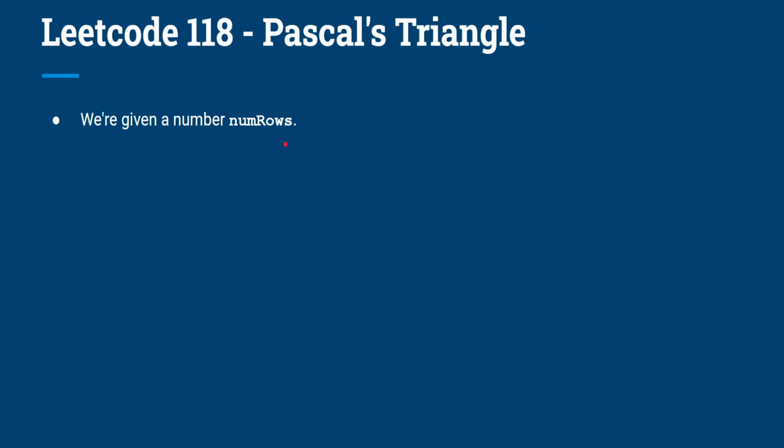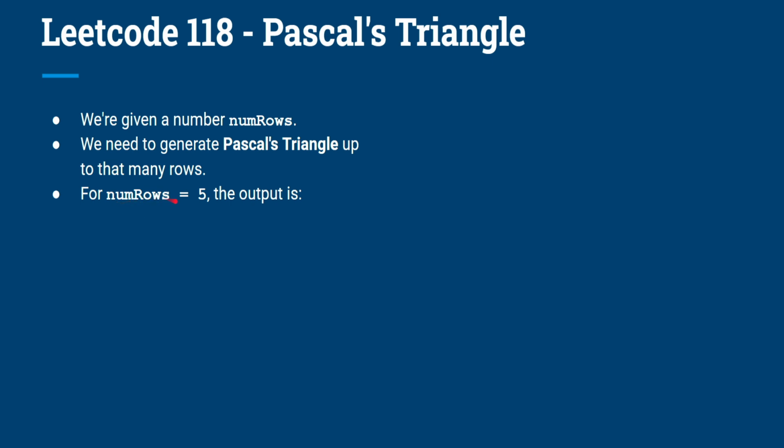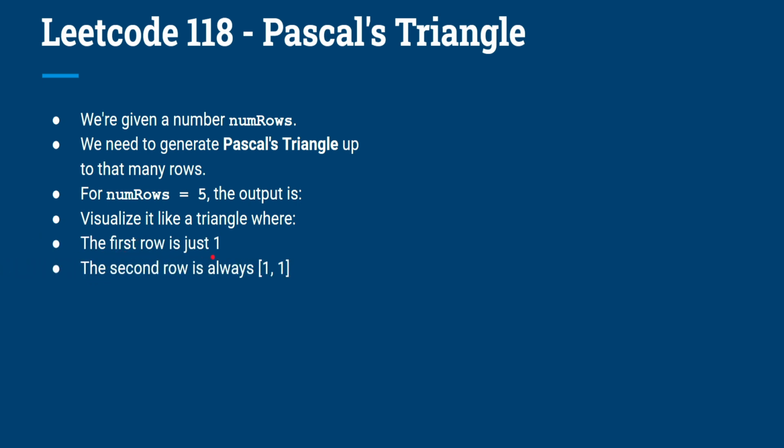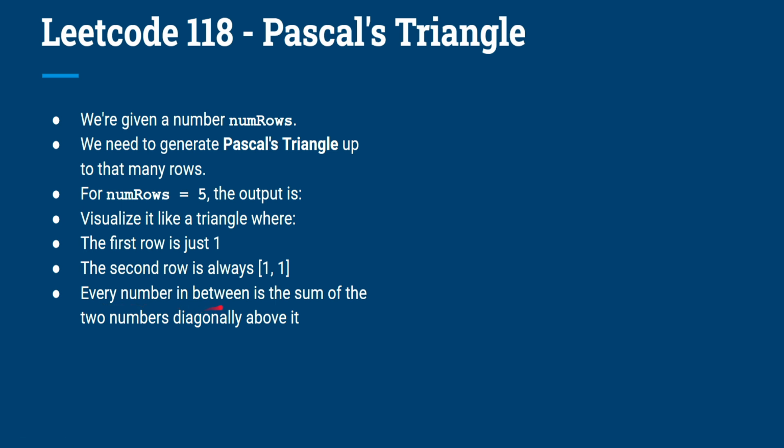Each number in the triangle is the sum of what? Two numbers coming directly from above, right? It is very simple. It is saying that we need to generate Pascal's triangle up to the given number of rows. For example, if nums is 5, the output could be, if you visualize the triangle, where the very first row is 1 and the second row is 1 1, so these two will be fixed, right?